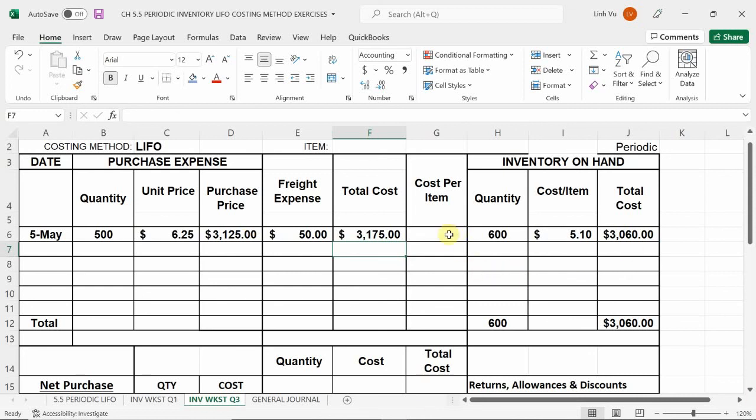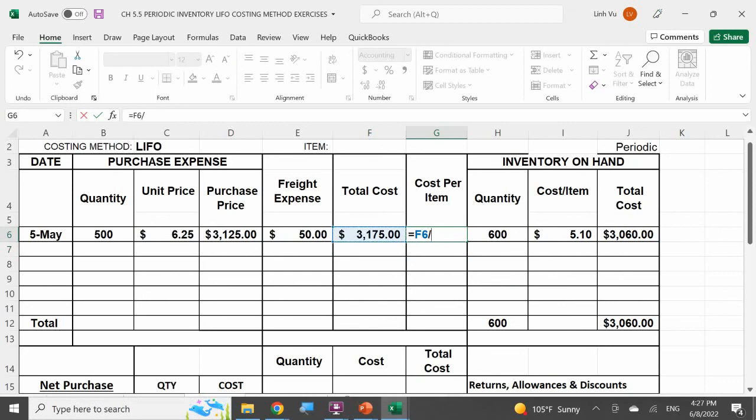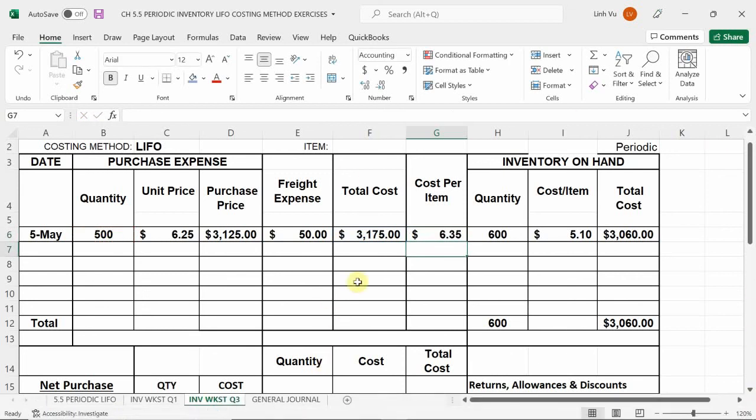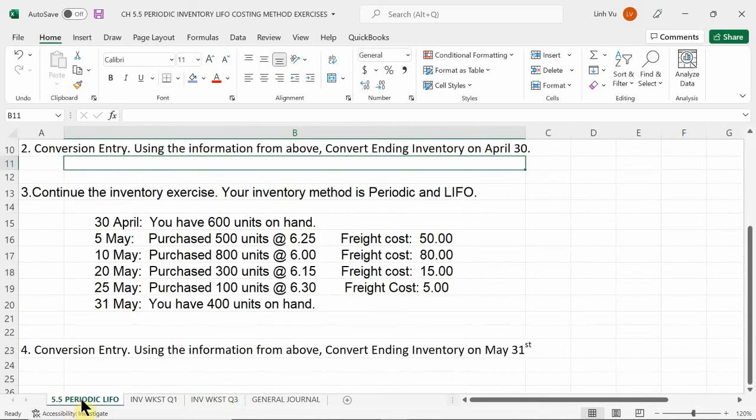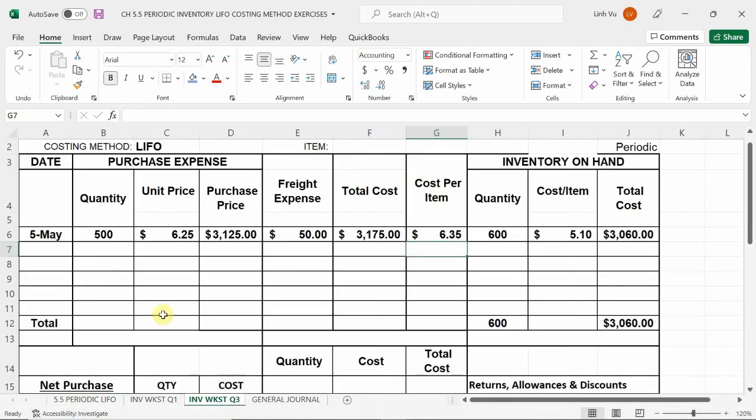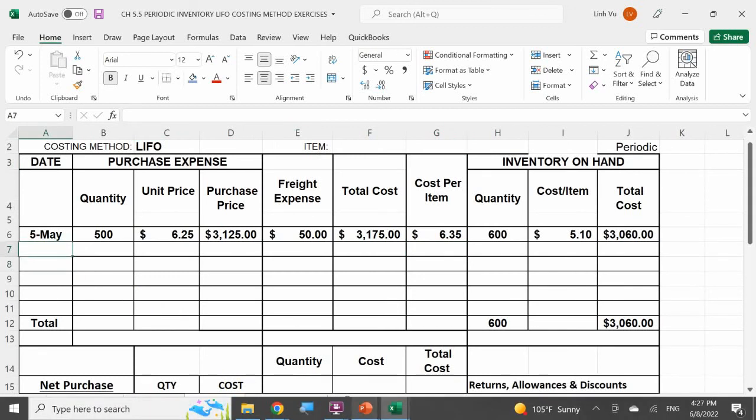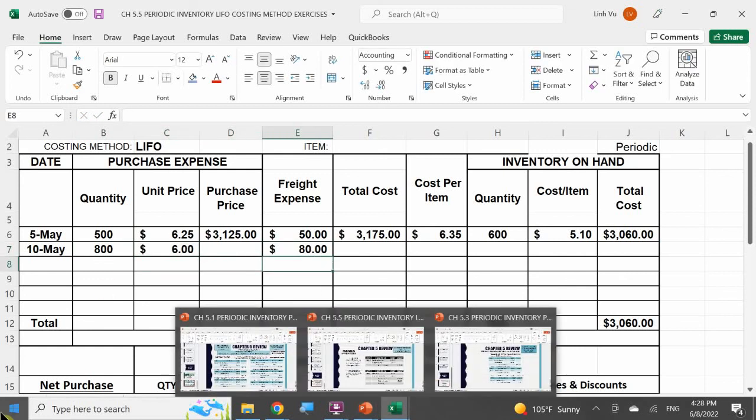Okay. So in this case, what is my cost per item? You're going to take your 3,175 and divide it by 500, which should give you $6.35. Okay. So, May 10, we purchased 800 units at $6 each with a freight of 80. Okay, same thing here. May 10, this time we purchased 800 units at $6 each with a freight of 80.